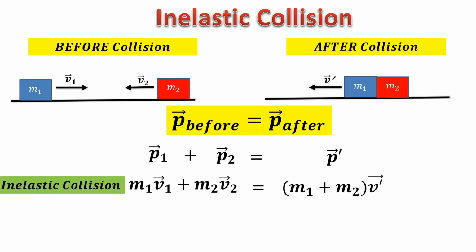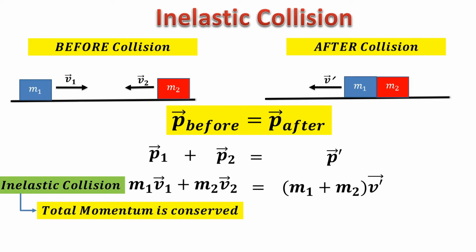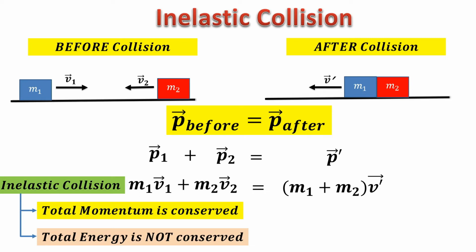And this is what we call the perfectly or completely inelastic collision, in which the total momentum is conserved, but the total kinetic energy is not conserved in the system because there is an energy loss, and this energy loss can be in the form of heat or any form of waste energy. It means the kinetic energy before collision is not the same as the kinetic energy that was converted and used by these two masses after collision.